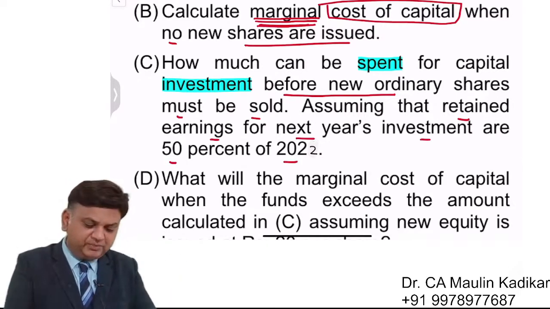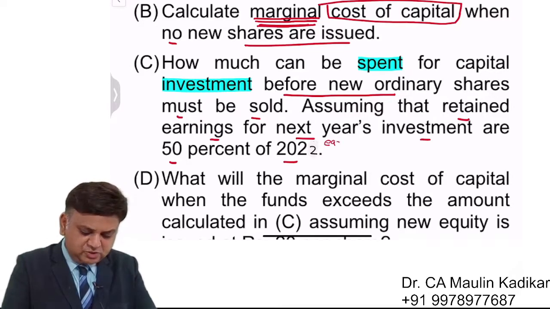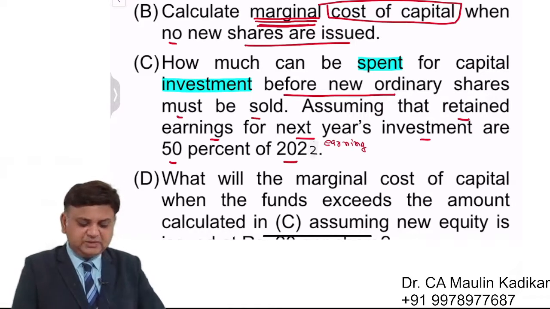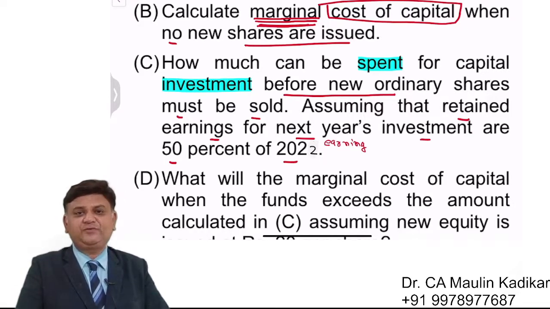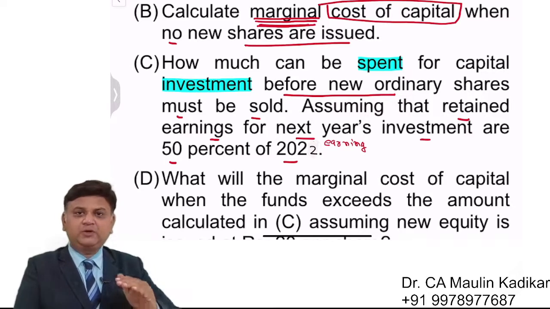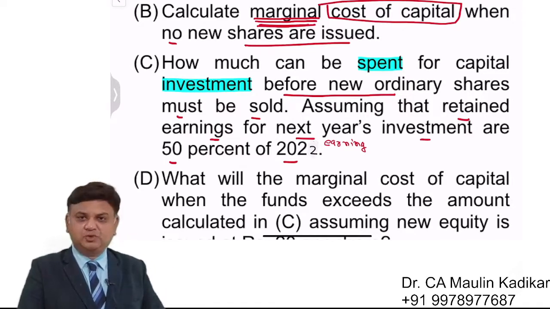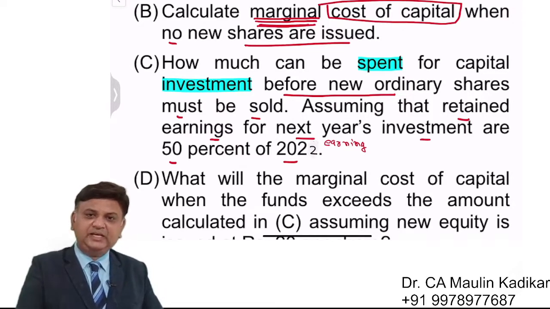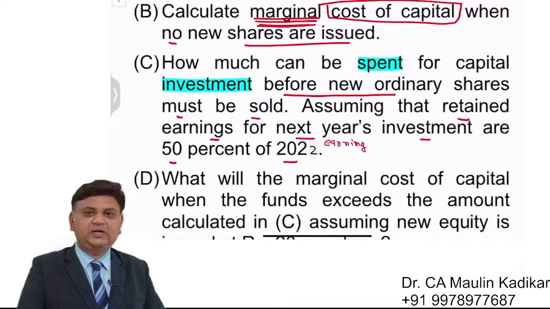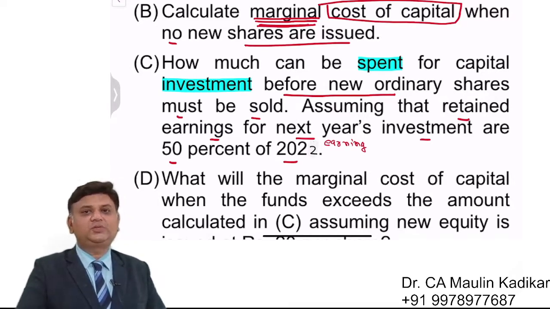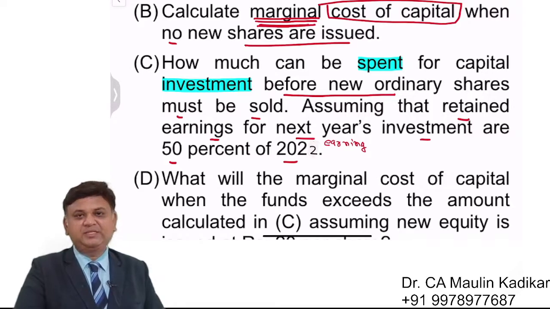Okay, earning is not printed, but this is what we have to understand. There is no lacking of the printing. I just explained that to you. The question says that how much can be spent for capital investment before new equity shares must be sold, assuming that the retained earning for the next year investment are 50% of 2022 earning. Please calculate answer.